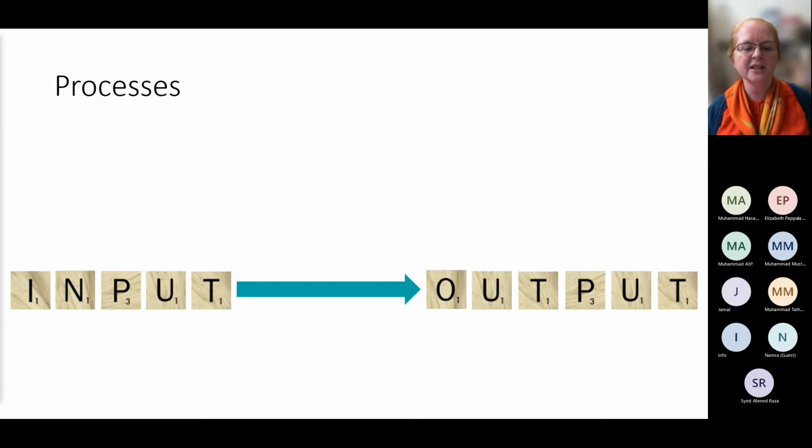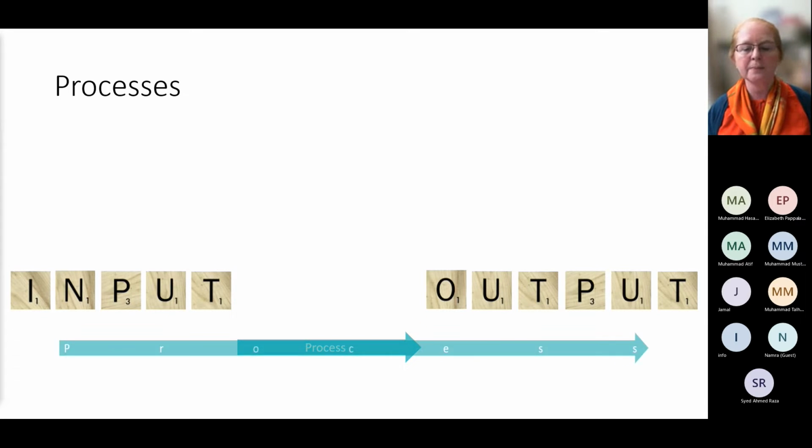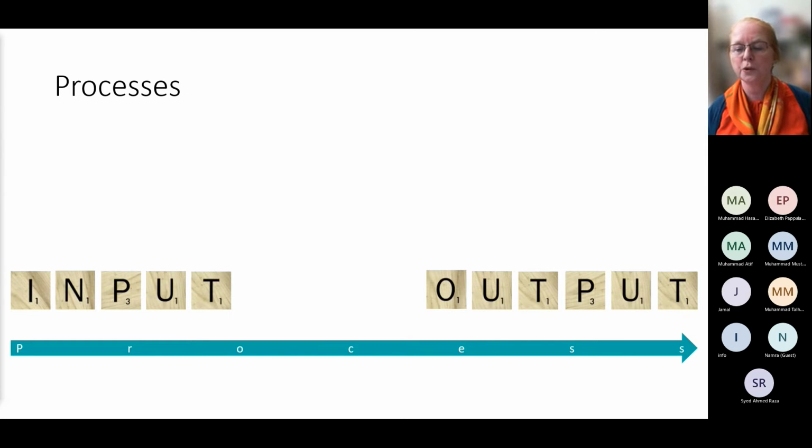And then developing this model a little bit further, we get from the inputs to the outputs by the business process or processes. However, the process doesn't really sit as it appears on that diagram between the input and the output. Rather, it extends from the beginning of the input to the end of the output.